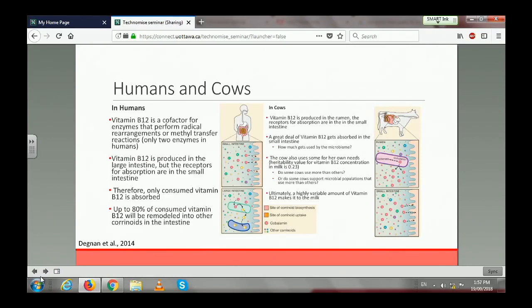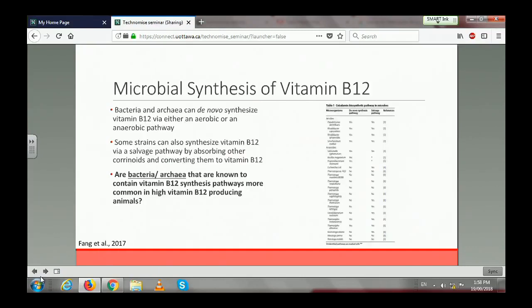In cows, they do it the opposite way. They're synthesizing in their rumen, and then they're absorbing it in their small intestine. So they actually do absorb all of the vitamin B12 they're making. They take their own for whatever they need for their own nutrition, and then they secrete the rest in their milk. So it makes a lot of sense that synthesis of vitamin B12 by a certain microbiome, then chewing it up by other parts of your microbiome is what's actually affecting the vitamin B12.